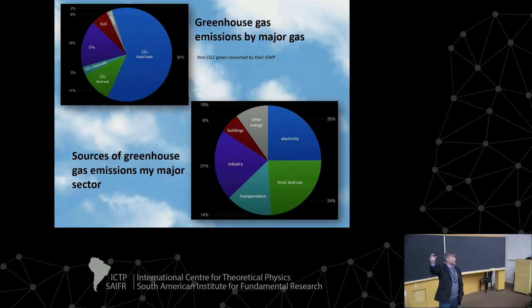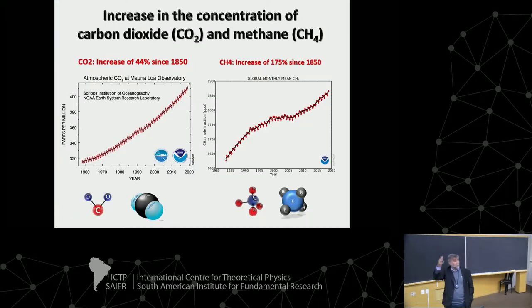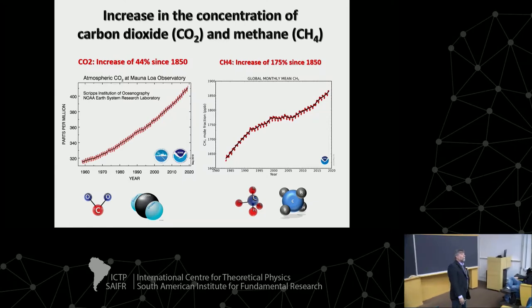The atmosphere is a very, very small reservoir. 80% of the mass of the atmosphere is in the first 15 kilometers only, the distance between my home to here. That is where 80% of the mass of the atmosphere is. So it's a very small reservoir. If you shoot up 40 billion tons per year, the concentrations must be increasing, and it's increasing.